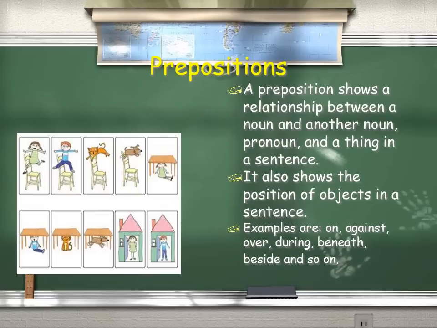Prepositions. A preposition shows a relationship between a noun and another noun, pronoun, or a thing in a sentence. It also shows the position of objects in a sentence. If we look at the picture beside this explanation, we'll see different positions. We have examples such as on, against, over, during, beneath, beside, and so on.